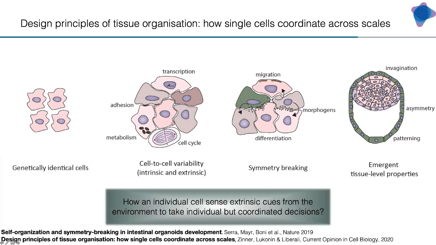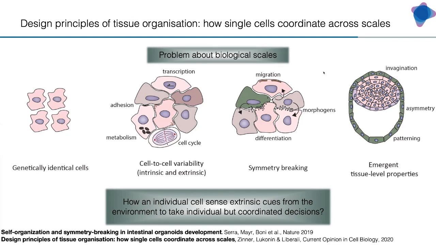So our main question is how individual cells sense the extrinsic cues from the environment to take individual but coordinated decisions at the tissue scale. And again, just to reiterate, this is a problem about biological scales. So we need both spatial and temporal methods to be able to measure both very fast events that might be at the plasma membrane of an individual cell that have consequences days later at the tissue scale.